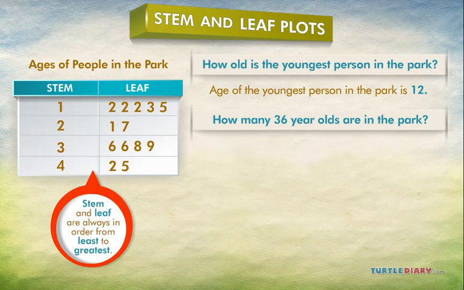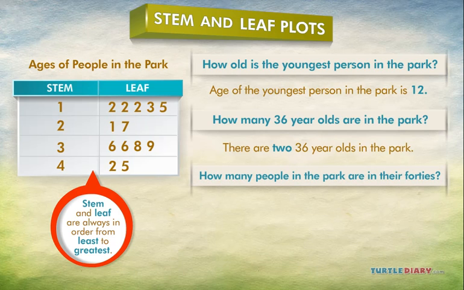How many 36-year-olds are in the park? Look at the third stem, representing people whose ages begin with 3. There are 2 6 leaves, so there are 2 36-year-olds in the park. How many people in the park are in their 40s? There are two leaves on the 4 stem. So, there are two people in their 40s in the park.